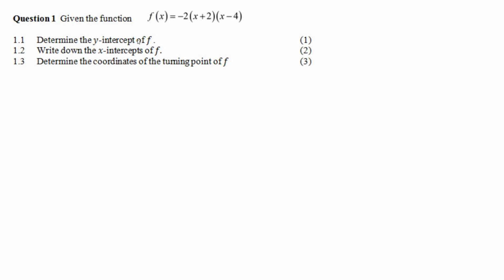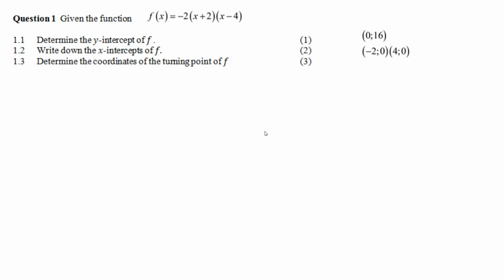It says determine the y-intercept, and all you have to do is let x equal 0. That's going to be -2 times 2 times -4, which is -2 times -8. That's just going to be 16. Negative times negative, -2 times -8 is just 16.